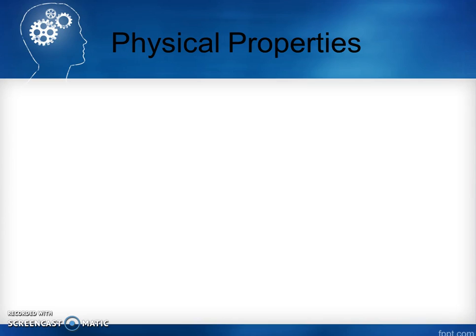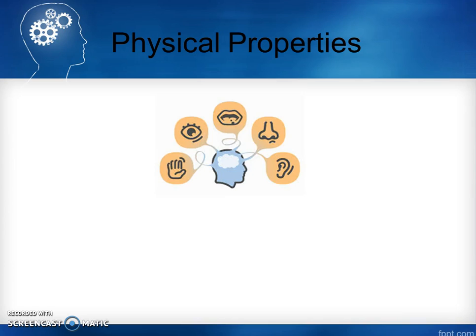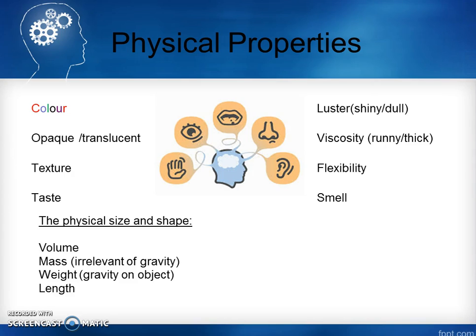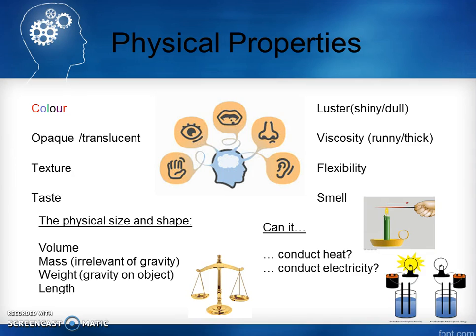Okay, so let's look a bit more in depth at the physical properties. So again, it's when you need to use those senses, they come in handy for things such as color, luster, opaque, translucent, is the material viscous, what's the texture like, is it flexible, what does it taste, smell like. Physical properties also include the size and shape. So how much do you have? What's the volume, the mass, the length? And it also includes such properties as, does it conduct heat? Does it conduct electricity? One that's not written down here, is it magnetic?